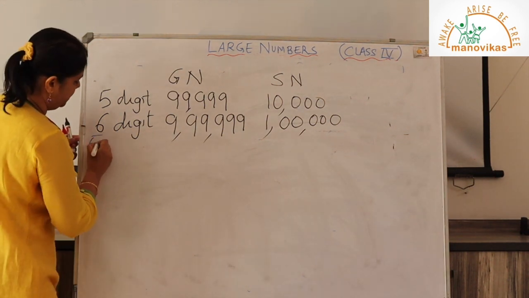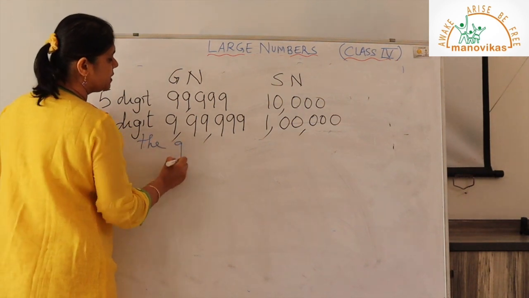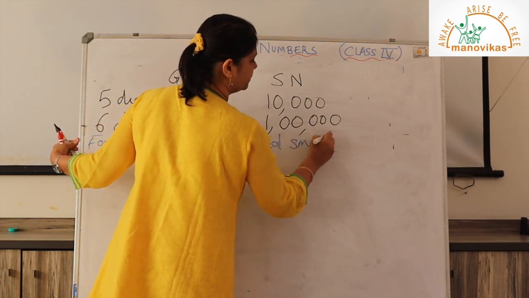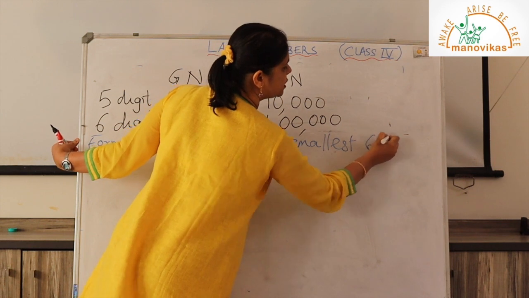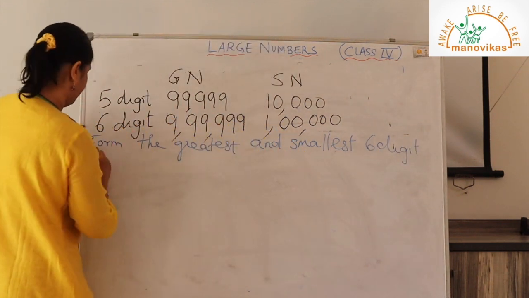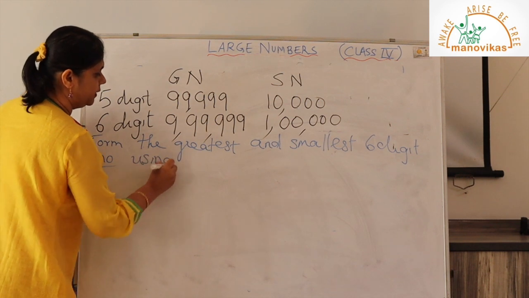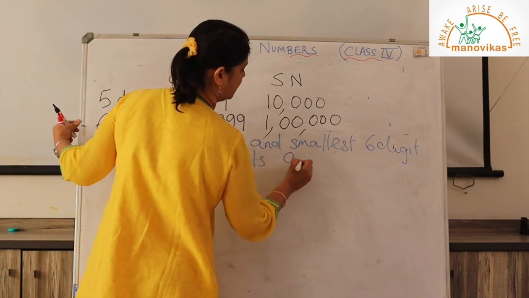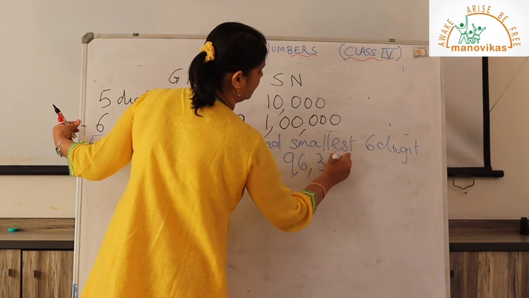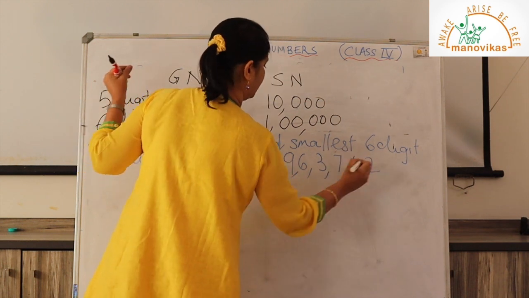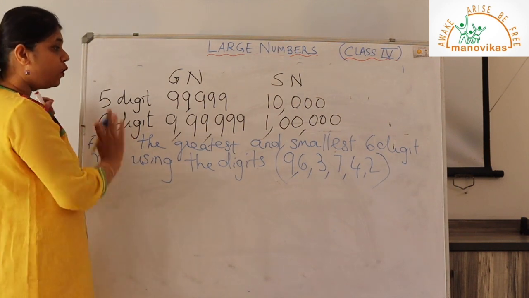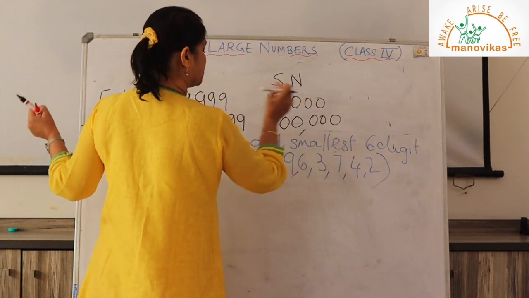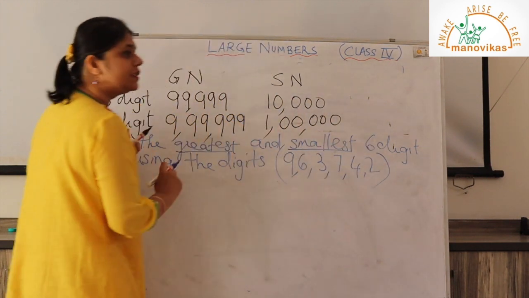Form the greatest and smallest 6-digit number using the digits, okay. You have to use only these given digits. You cannot use any other digits and make the smallest and the greatest 6-digit number.